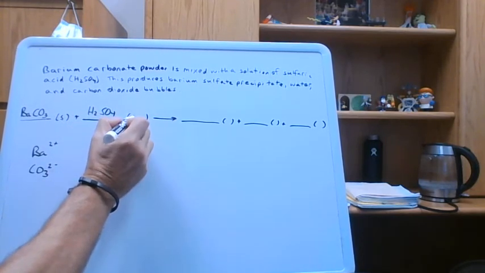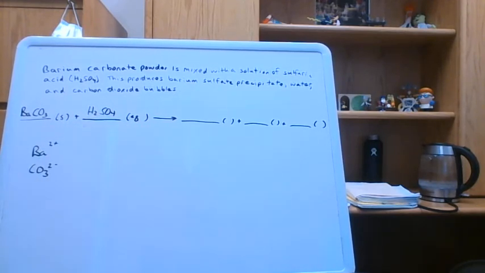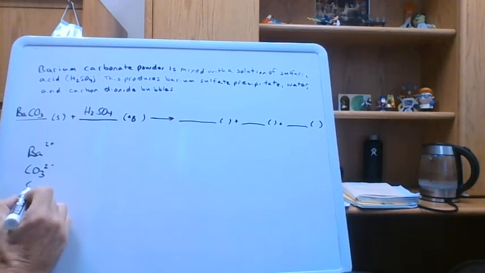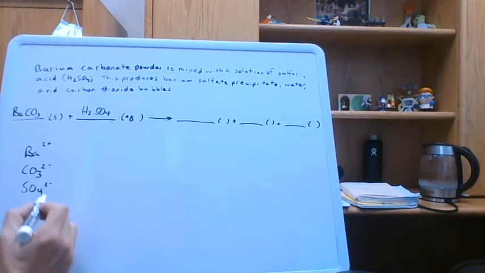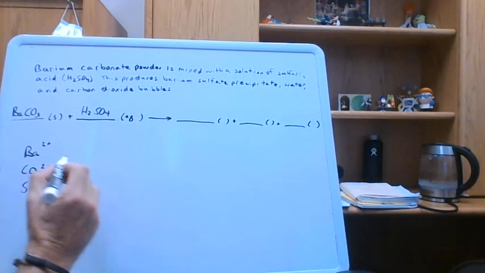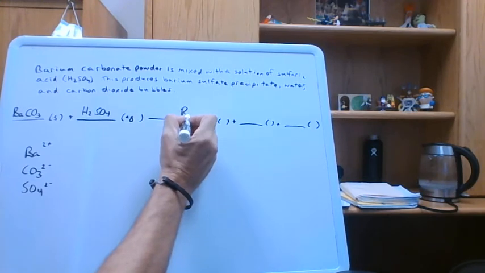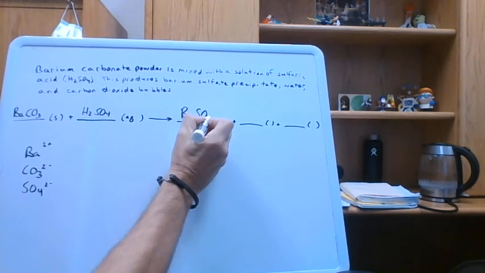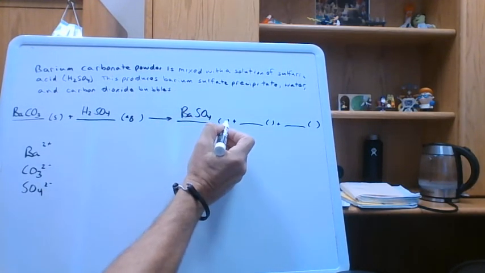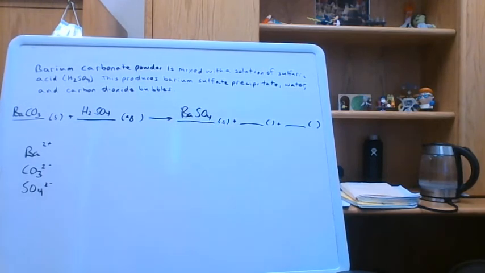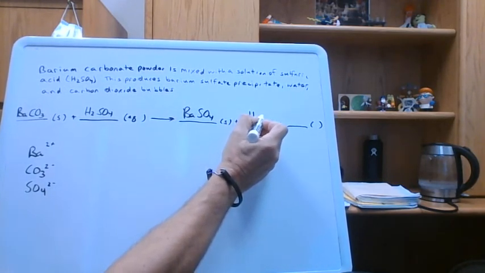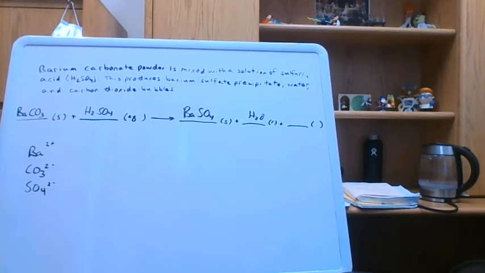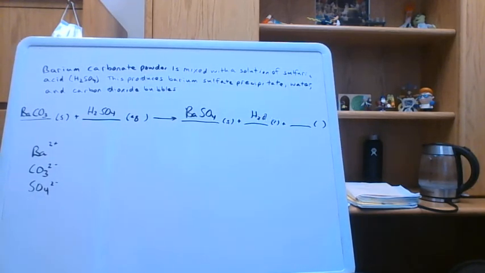If it's a solution, that means it's aqueous. It's dissolved in water. So our products are barium sulfate. If we look at our polyatomic ion table, sulfate is SO4 2-, and Ba2+, those go together 1 to 1. Barium sulfate, and it says it's a precipitate, so that means it's a solid. The other thing formed is water, so you should know by now water is H2O. It's going to be a liquid and carbon dioxide bubbles.